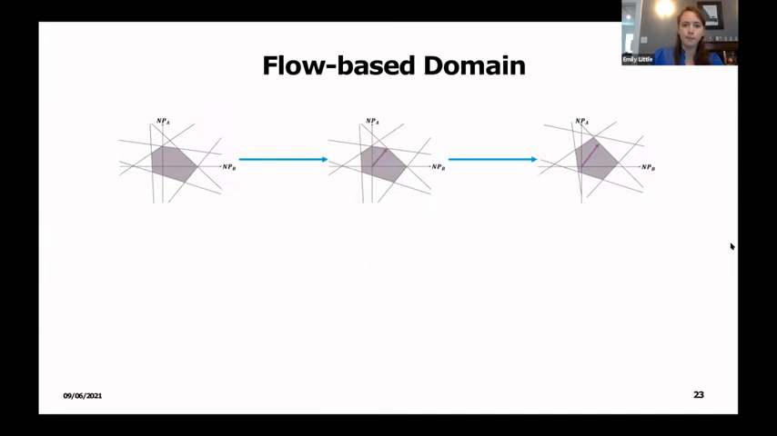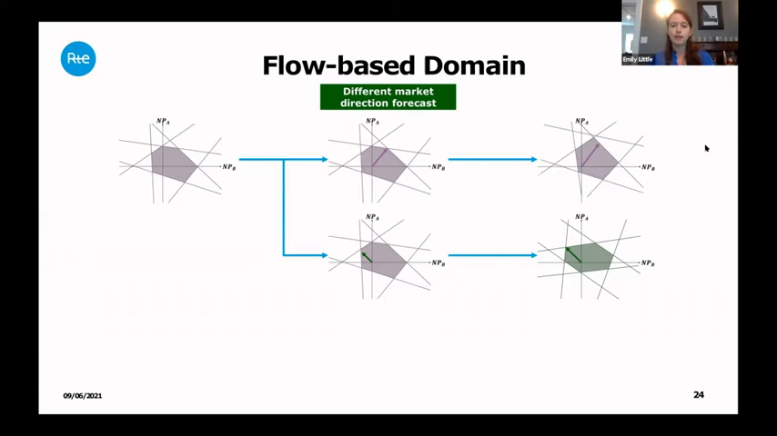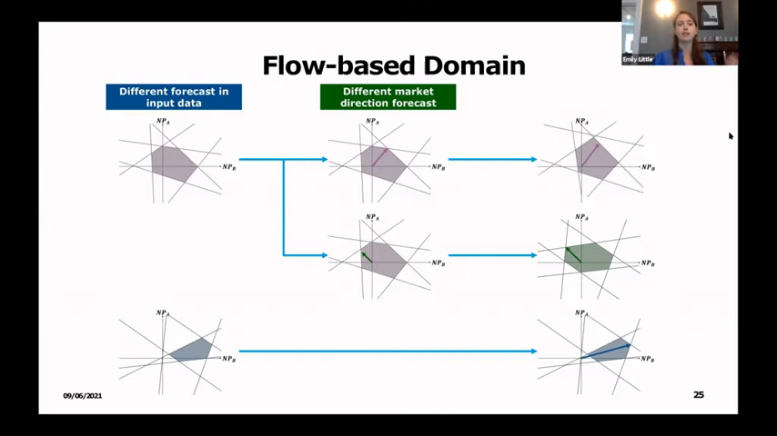So here's a little summary of what I was just describing. We start with this initial calculation, we have a forecast market direction, and then we expand it as far as we can in that direction. But if we had a different market direction forecast in the second phase, we could take this first initial domain and expand it in a different direction and end up with a different final flow-based domain. And the same thing would happen if we had a different forecast in the input data. So this shows how dependent the flow-based domain is on good forecast data.